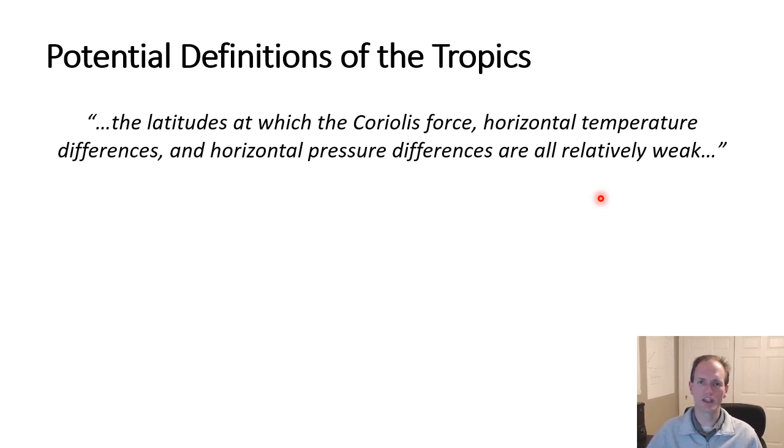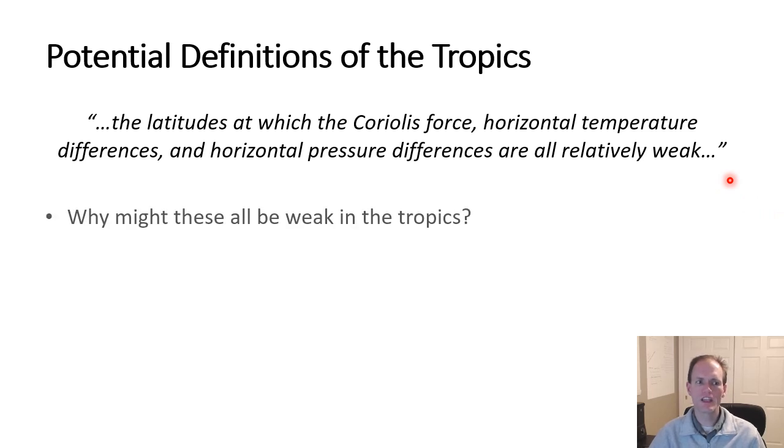So a third definition here, again looking at a range of latitudes once again. And here we're looking at 3 different meteorological or physical quantities. The Coriolis force, an apparent force related to the rotation of the Earth. Horizontal temperature differences, so how they change both in the north to south as well as the east to west directions, as well as horizontal pressure differences, again how pressure changes north to south and east to west at any given altitude for both temperature and pressure differences. So these 3 are all relatively weak within the tropics. So what are the implications of this?